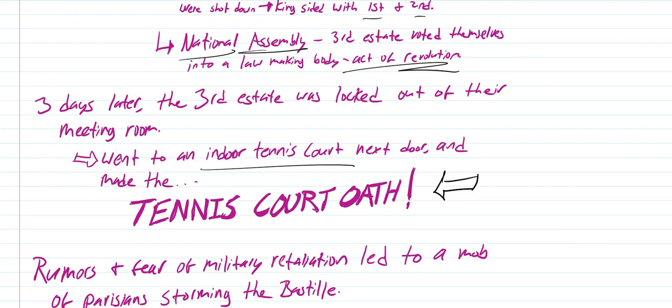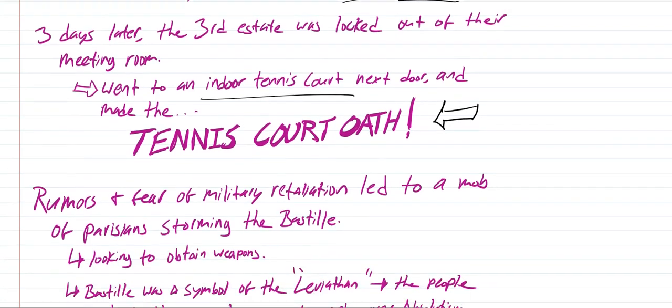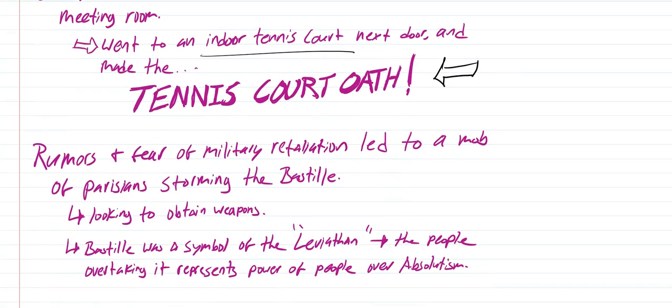oath. And this here is kind of a big deal, because this really is what we're going to consider the start of the revolution, because what they did was all of these individuals representing the third estate went into this tennis court and vowed that they wouldn't leave until they made a constitution by which they can establish a new government that actually represents the people.